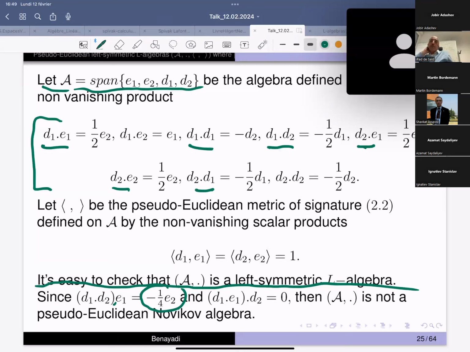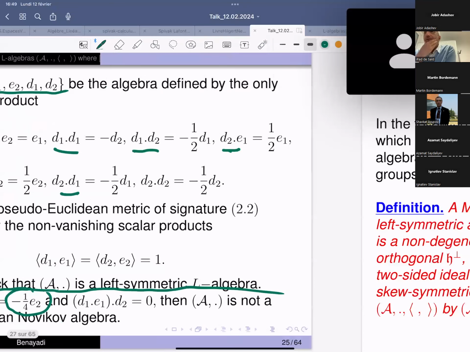This example proves that the pseudo-Euclidean Novikov algebra is strictly contained in the class of pseudo-Euclidean left symmetric L algebra. Okay.